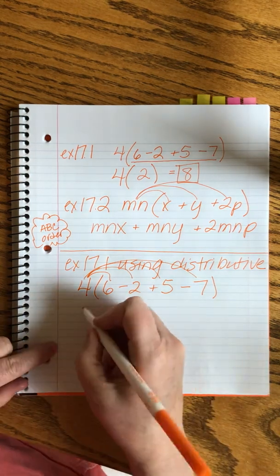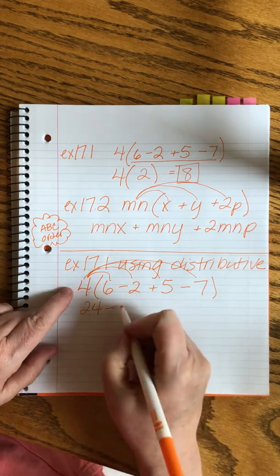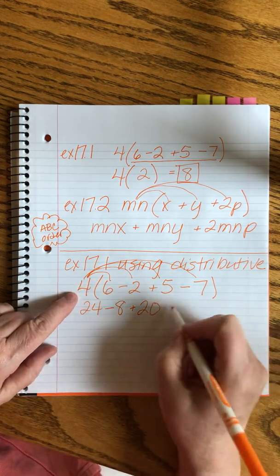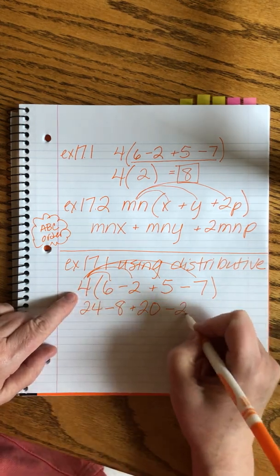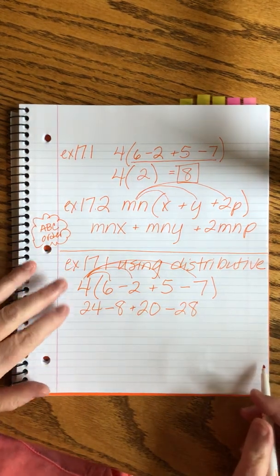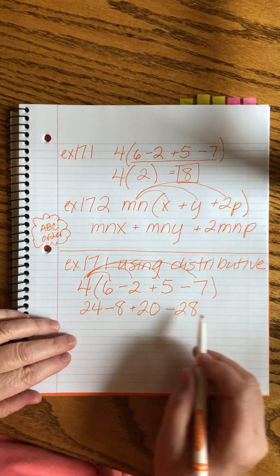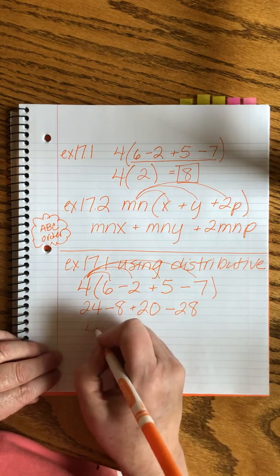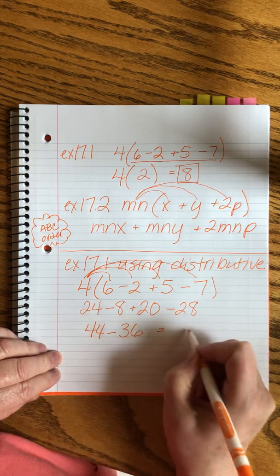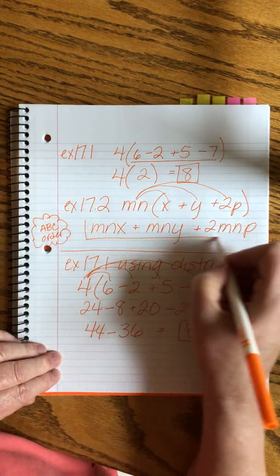4 times 6 is 24. Minus 4 times 2 is 8. Plus 4 times 5 is 20. Minus 4 times 7 is 28. Okay? Now what I'm going to do, because this is a little more complicated addition, I'm going to put the 2 positives together and then the 2 negatives together. This is 44 minus those 2 together is 36, and look what that equals, 8. Yay! This was the right answer here. I didn't do that.